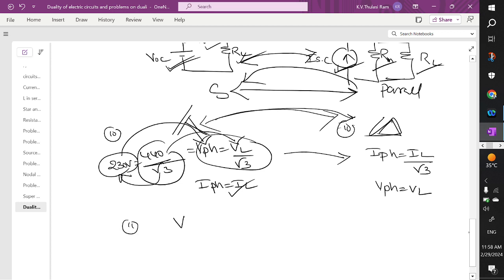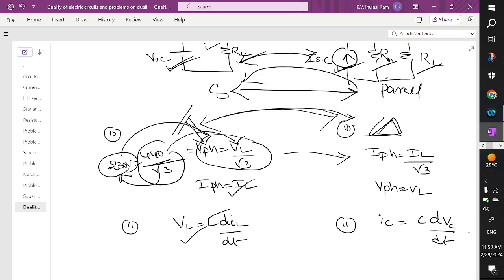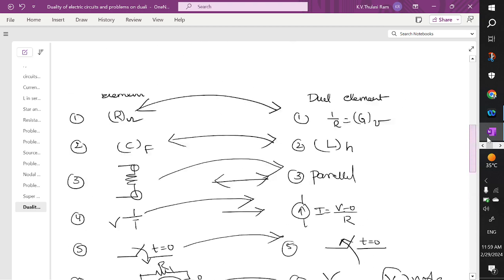The voltage across the inductor V equals L dI by dt, that is current across the inductor divided by dt. Here, automatically, the current across the capacitor is I equals C dV by dt. So here you get the inductor and automatically you are going to get the capacitor. Let us try to solve the problems. Try to recall the things.